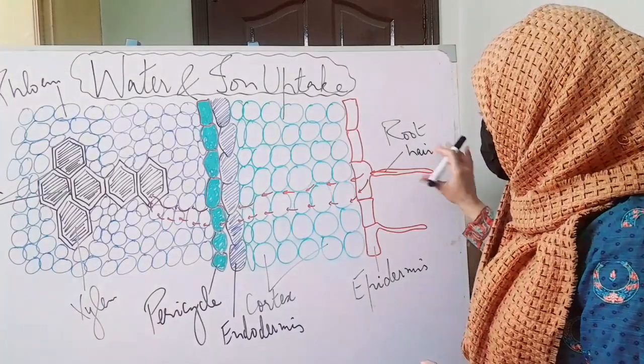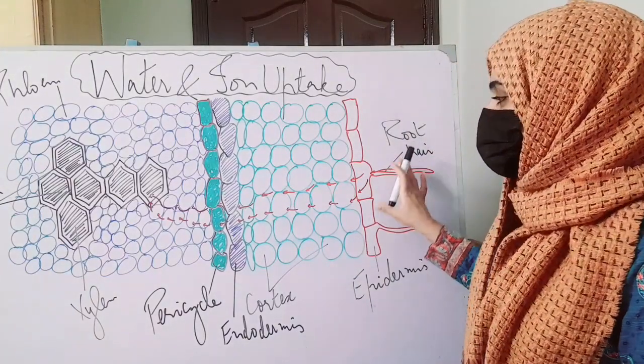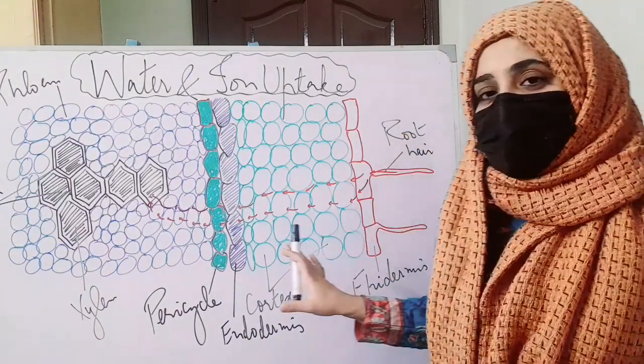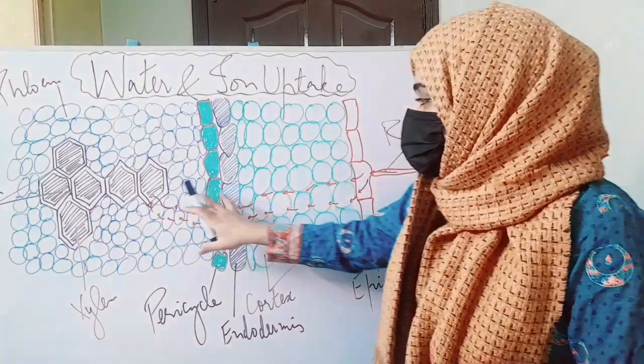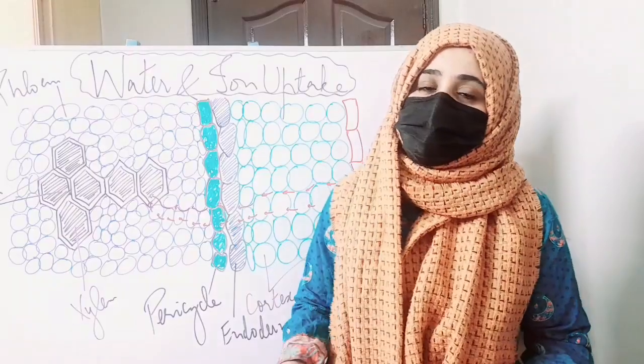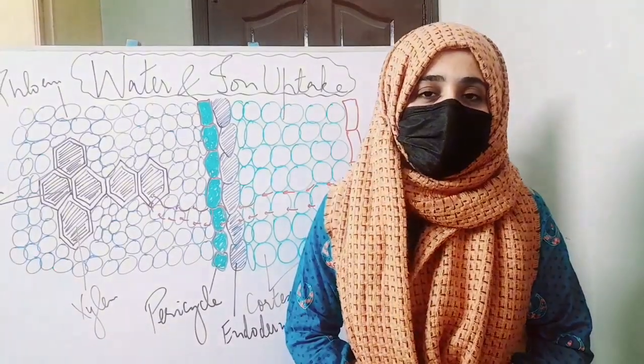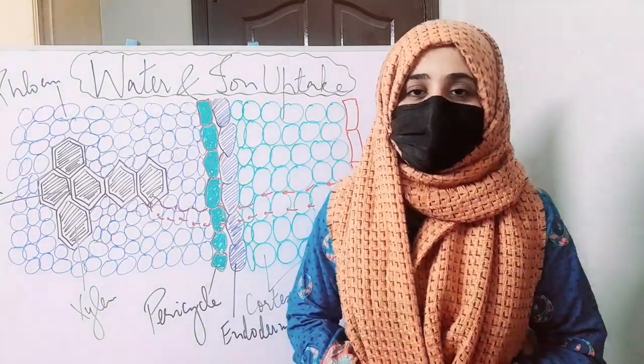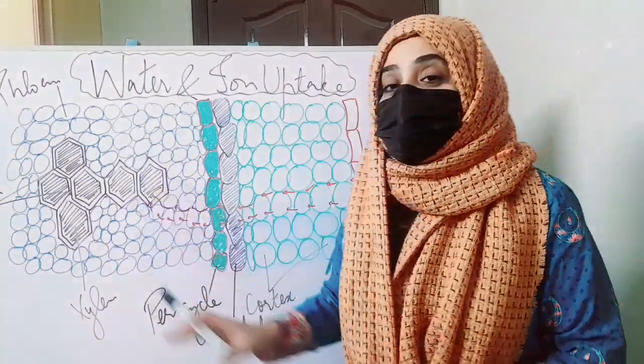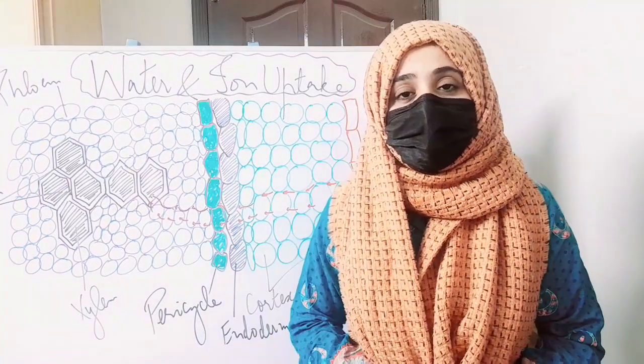So water always moves from a hypotonic solution to a hypertonic solution. In this way, the water enters from the soil to the root hair, and from the root hair it follows two paths through which it reaches the xylem. As we know, xylem is responsible for the conduction of water throughout the plant body. So once water enters the xylem, it is carried to the whole body of the plant.